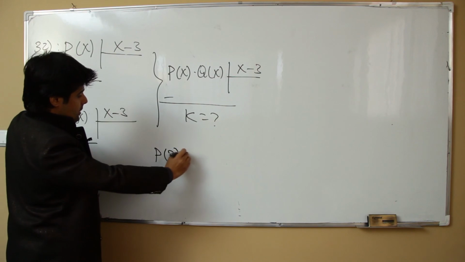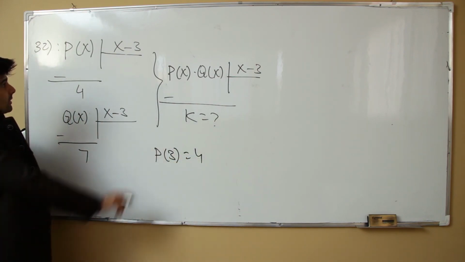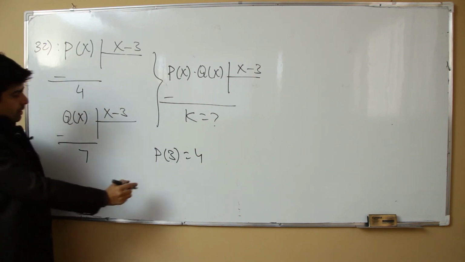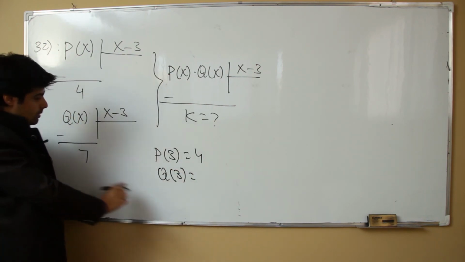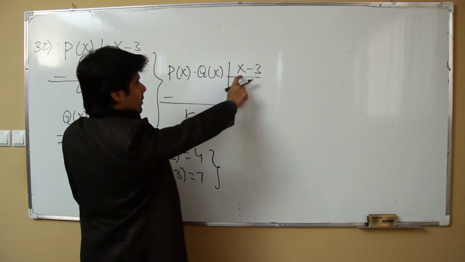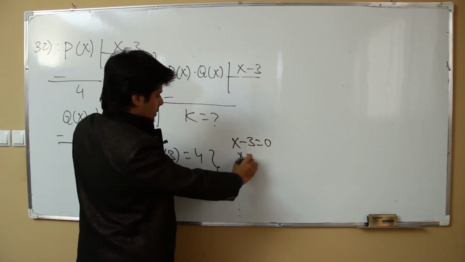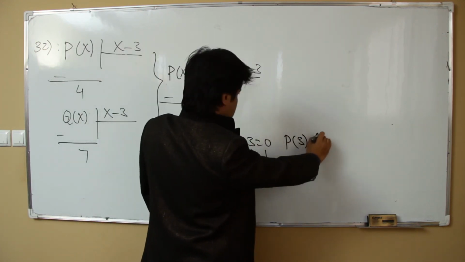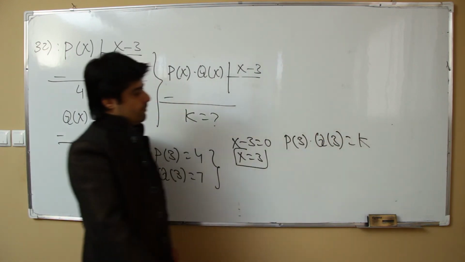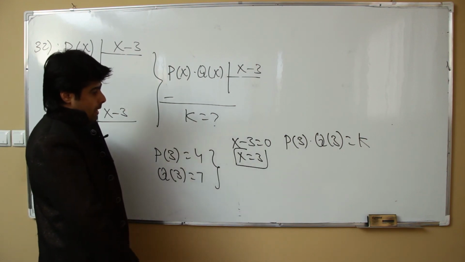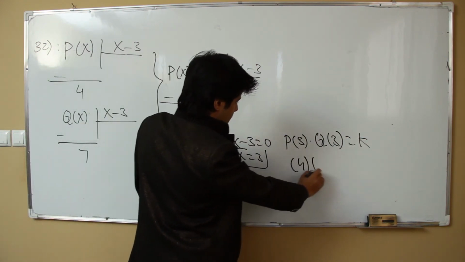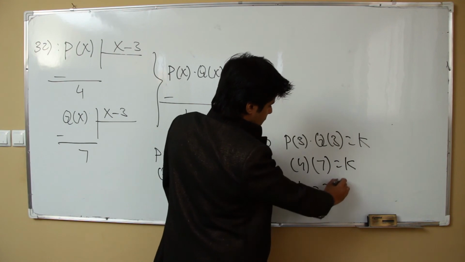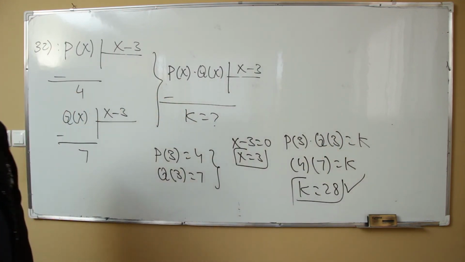It would be P(3) is equal to 4. Am I right? Yes, x minus 3 is equal to 0. x is 3. Put here 3. So P(3) is 4. And here Q(3) is equal to 7. And here x minus 3 is equal to 0. x is 3. Now put 3 in this polynomial. So P(3) times Q(3) is the remainder. Am I right? Yes. Now, instead of P(3), it's 4. And instead of Q(3), it is 7. This is k. k is 4 times 7, 28. Write it, please.